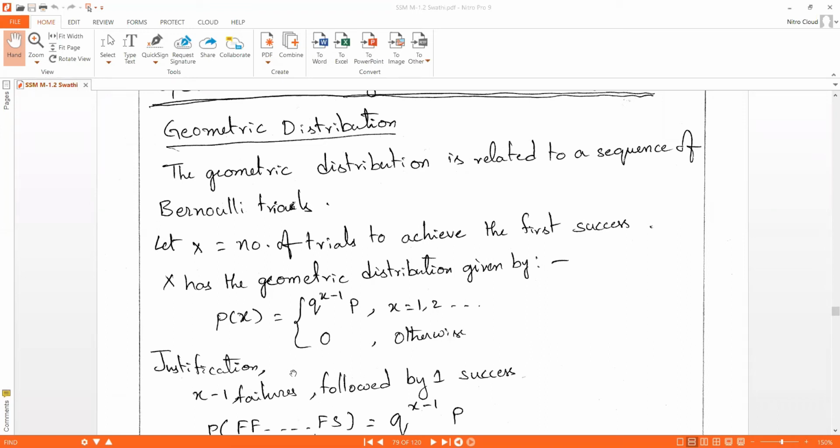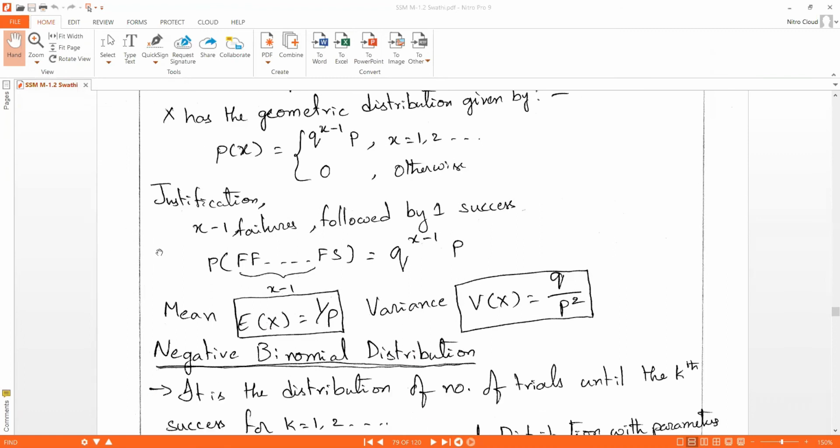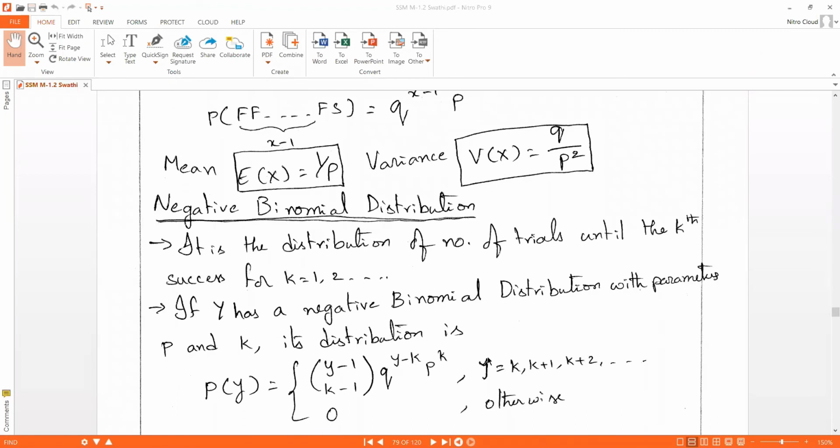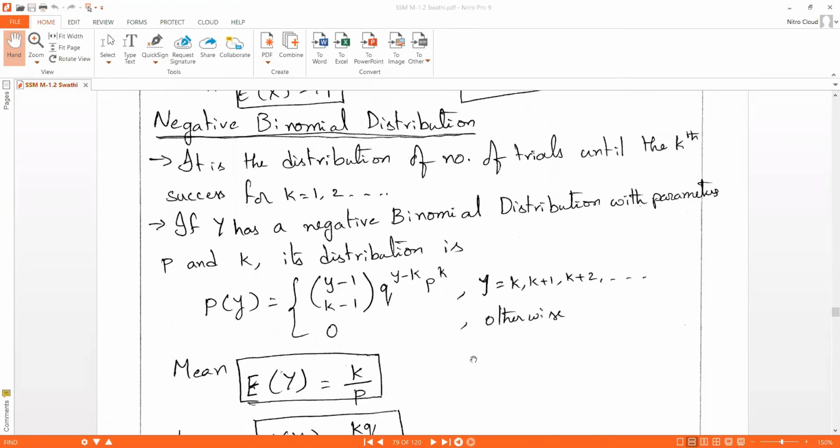Otherwise, it is 0. Here the justification they have given is like this: x minus 1 failures followed by 1 success. That can be written as q power x minus 1 into p. So the mean is E of x equal to 1 by p, and the variance for this geometric distribution is q by p square. Remember these formulas.